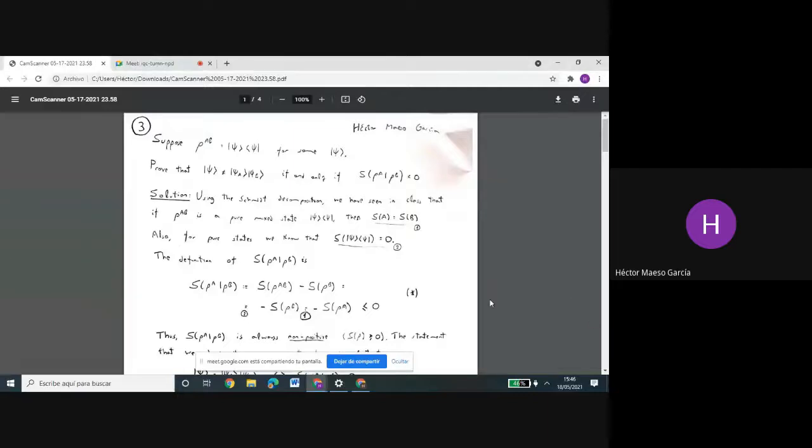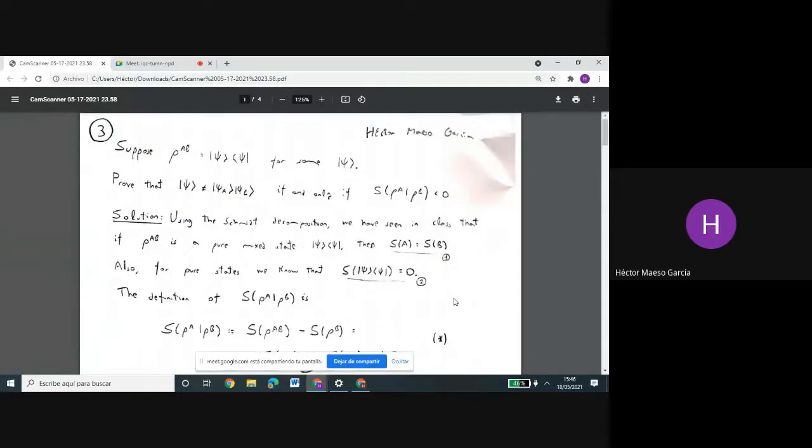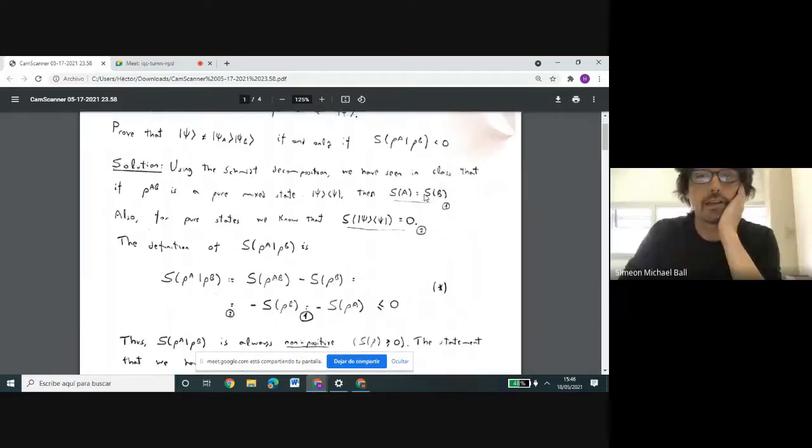So this was the problem. Suppose rho AB is a pure state, it's psi for some psi, where psi is a state in the tensor product of H_A and H_B, and then prove that psi is a product of two pure states of each space H_A, H_B, if and only if the entropy of rho A conditioned to rho B is smaller than 0. I think this is conditioned entropy. Is it right, Simeon? Yeah.